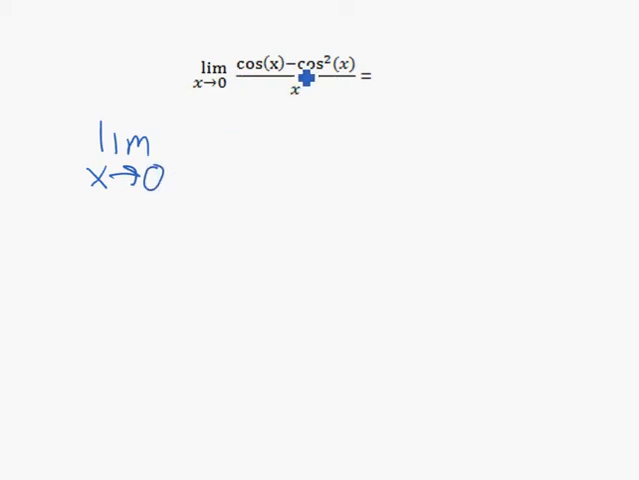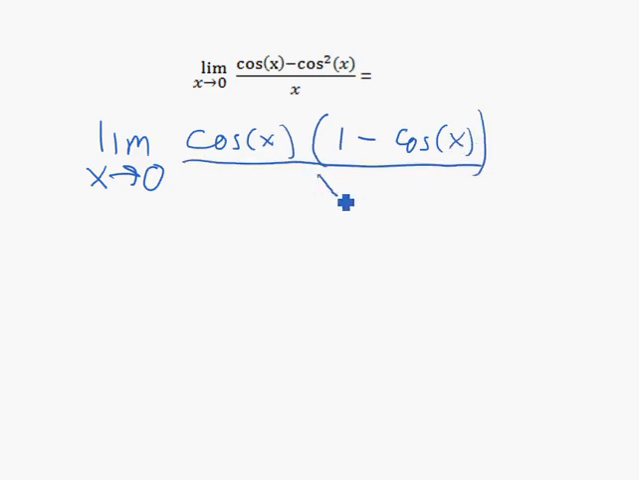Well, the only thing I can do up here is factor out a cosine. So this becomes cosine of x times 1 minus cosine of x, and that's the whole thing over x. Well, right here you can see 1 minus cosine x over x. That's a special trig limit. So we can write this like this.